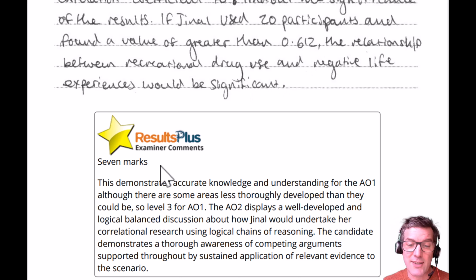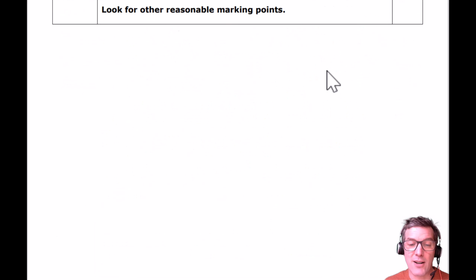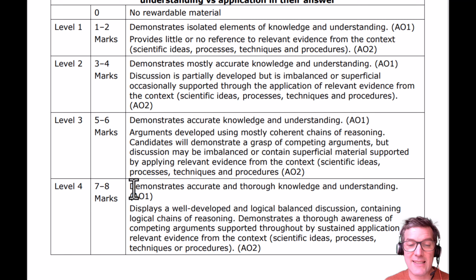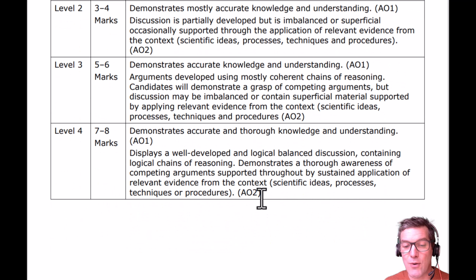So 7 marks out of the 8 available given here, which is a really high mark for this kind of question. And they've got all of the marks available for the AO2, which if we come back to the mark scheme, that means that they've got into this level 4 for the AO2, which is the application to Janelle, and the examiner's comment talks about these things.